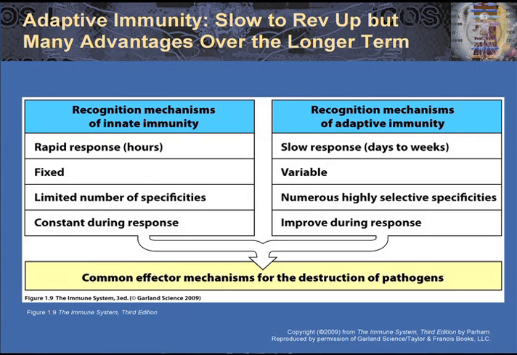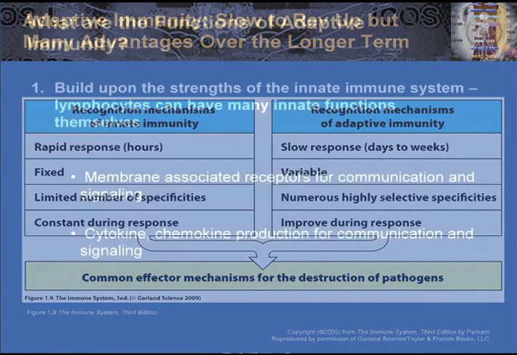However, there are many different kinds of antigen receptors that can be generated as needed by a challenge, and this creates numerous highly selective specificities. In fact, the dominant specificities present on lymphocytes can change during a response and can improve in affinity and specificity, and all of this goes together to work hand in hand, the innate and the adaptive immune system, for the destruction of pathogens.